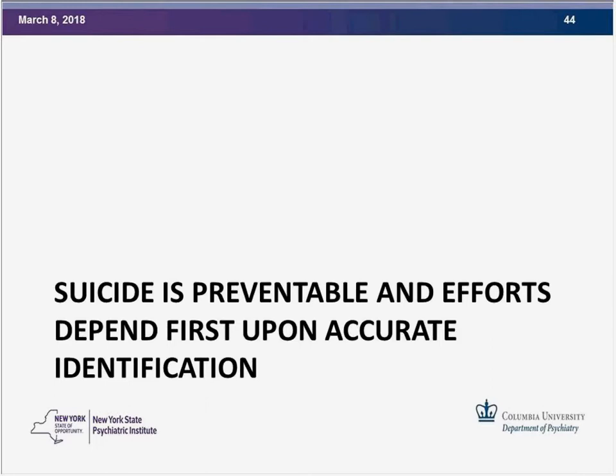So we know that we can prevent suicide. We can prevent it with means safety. We can prevent it by providing treatment with medication and psychotherapy. But first, we need to identify who needs the help.